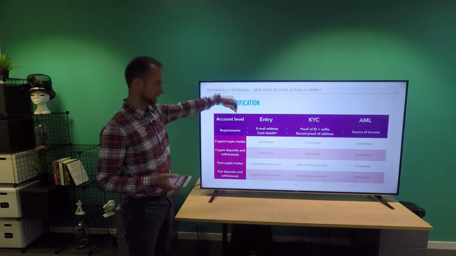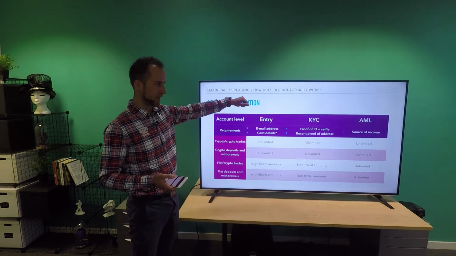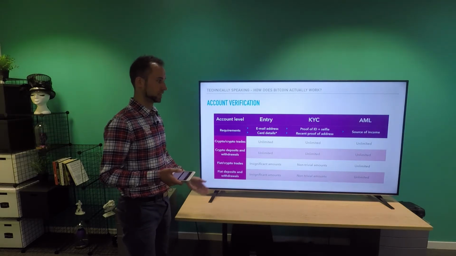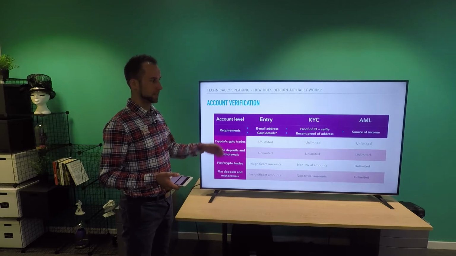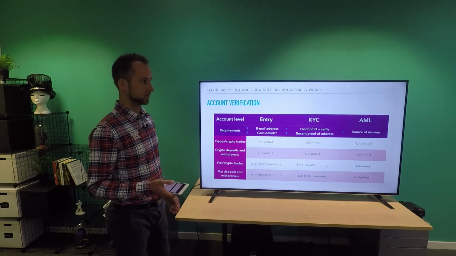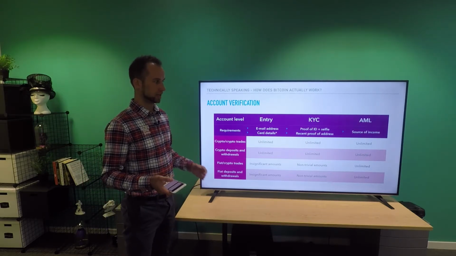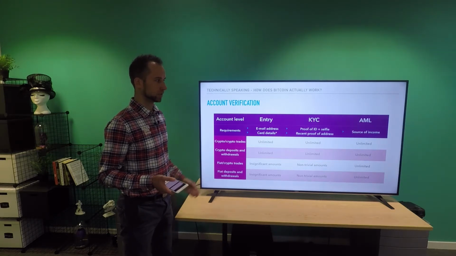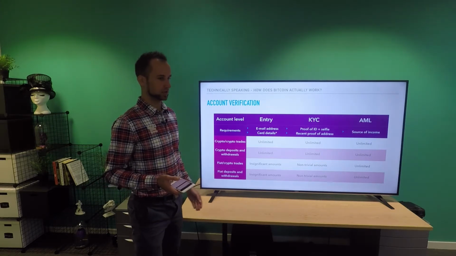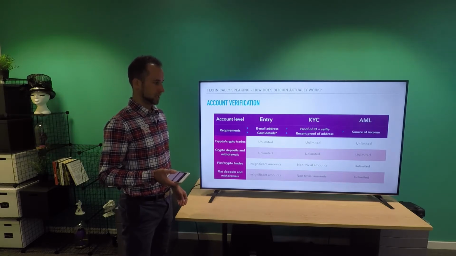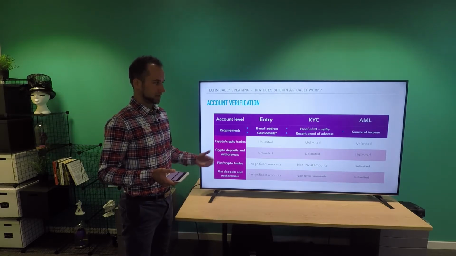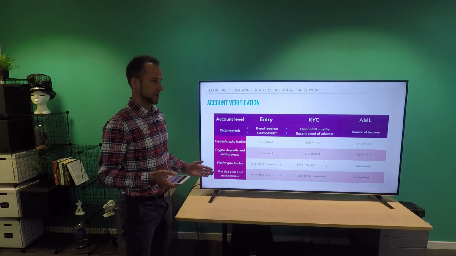That entry level really takes a few minutes. KYC can take between a few minutes and even a day or two, depending on how automated the process is at the platform. And then AML can take a few days or even a few weeks sometimes, depending on how complicated your income structure is, because they need to go through the documents quite thoroughly and understand your source of income. And it varies between platforms.